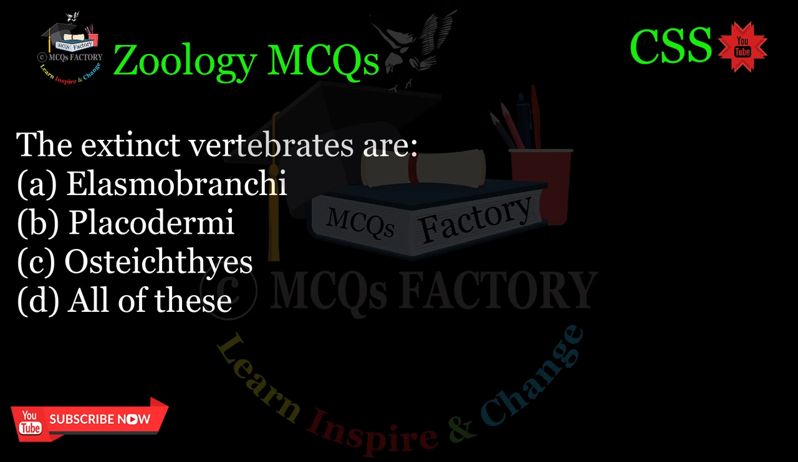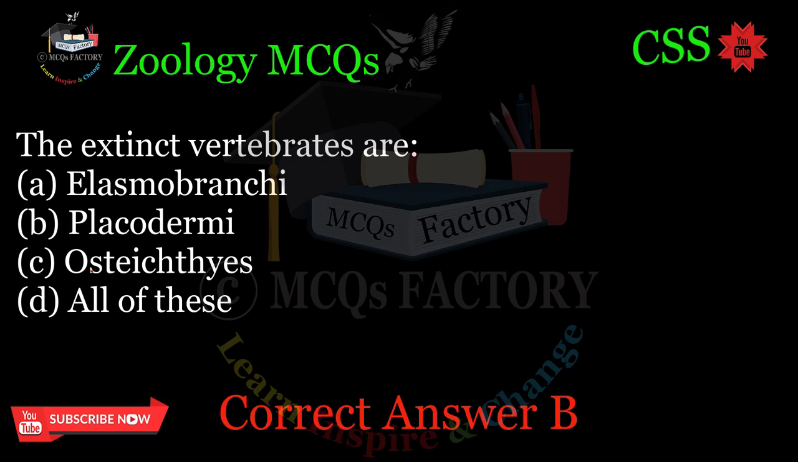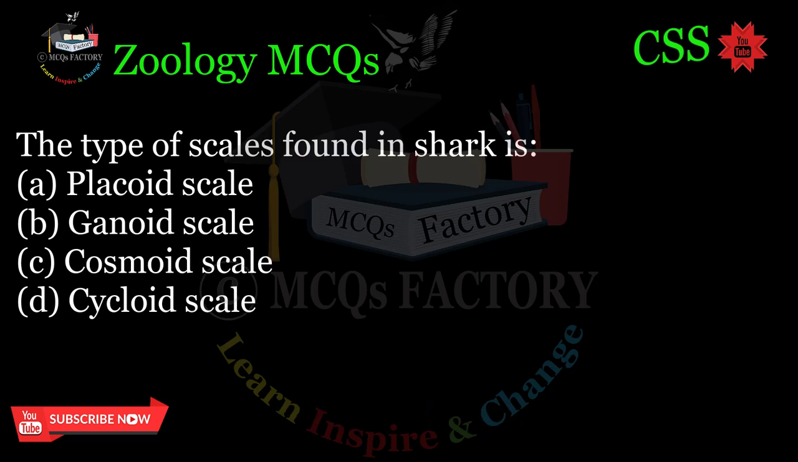Elasmobranchi, B. Placodermi, C. Osteichthyes, D. All of these. Correct answer B. The type of scales found in shark is A. Placoid scale, B. Ganoid scale, C. Cosmoid scale, D. Cycloid scale.